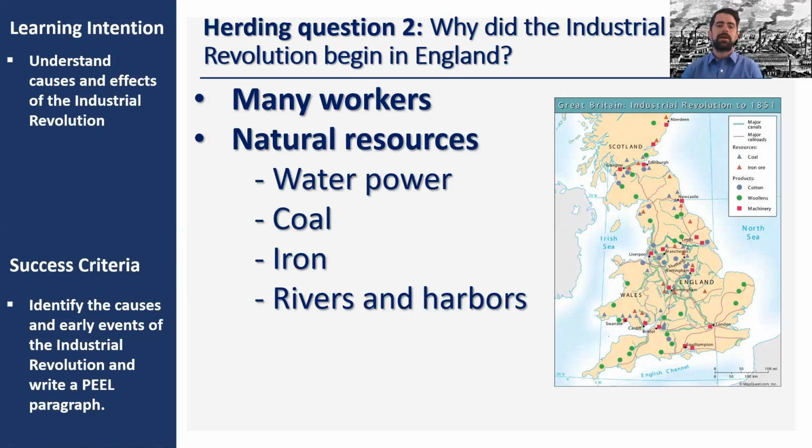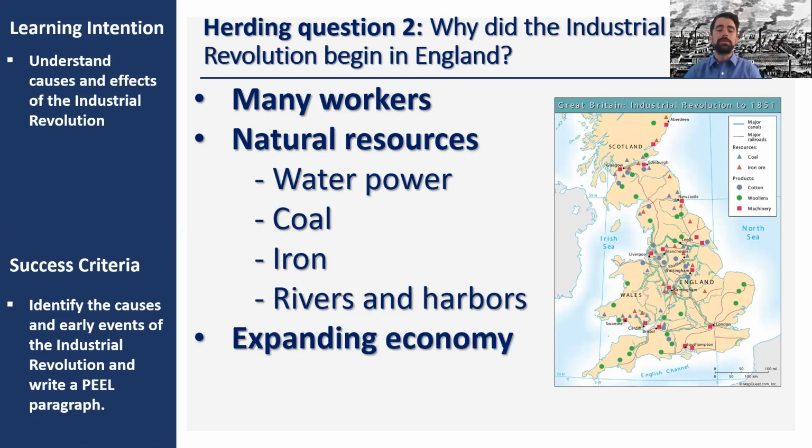They also had a lot of natural resources. They had a lot of water power to help run some of the inventions and help run the factories. There was a lot of natural resources like coal, which was needed to run the factories, and iron, which would be needed to create large buildings and large scale factories, as well as rivers and harbors, which would be used for large scale transportation, meaning if you made something in one area, you could easily transport it to another part of England quickly and efficiently through the rivers and harbors.